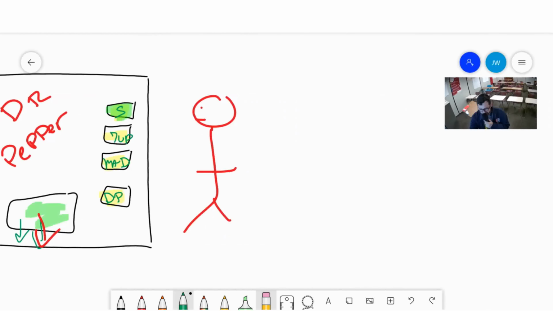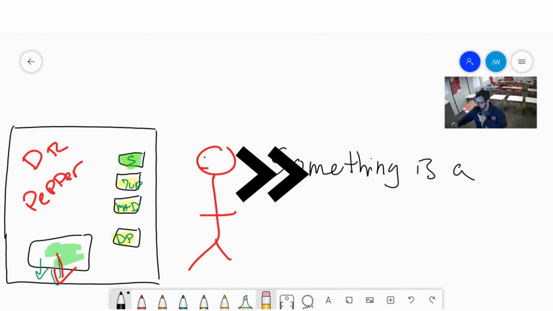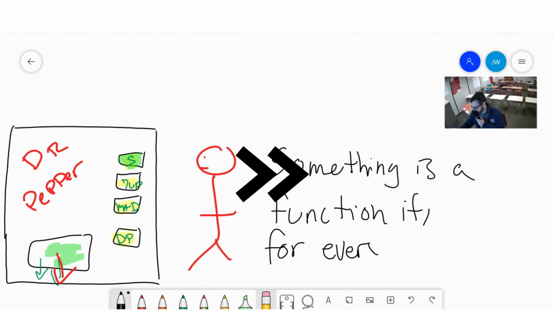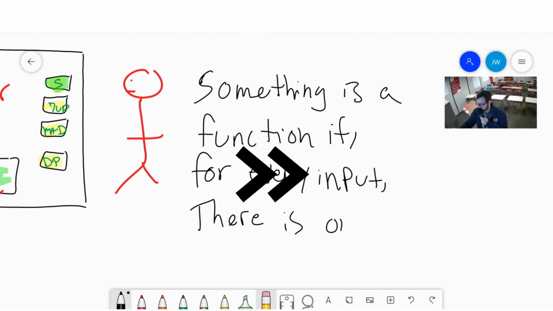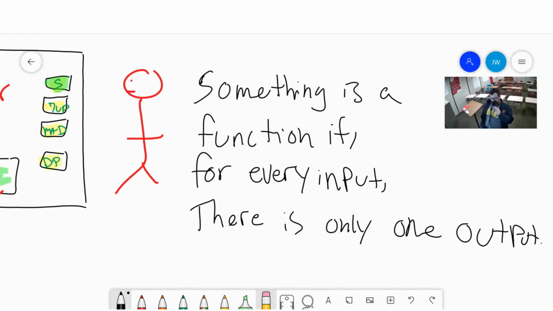Something is a function. I'm going to write this definition down. Something is a function if for every input, there is only one output.